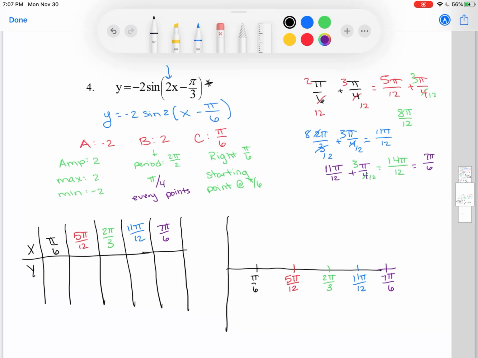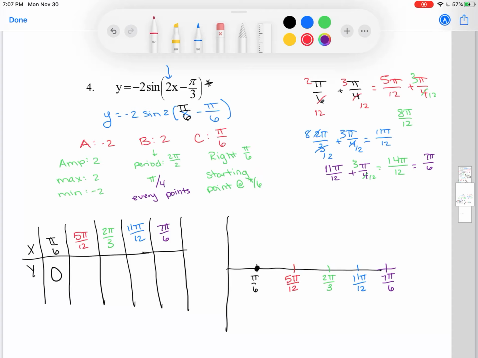All right, now that we have our points for my x's, let's go ahead and find those coordinates for my y's. If I plug in a pi over 6, again, use the form that you just factored. It makes things a lot easier. Pi over 6 minus pi over 6 gives me 0. 0 times 2 gives me 0 again. Well, sine at 0 gives me 0. Times negative 2, still 0.